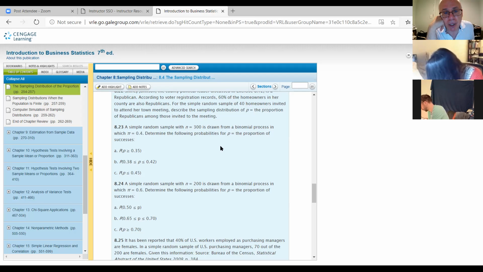We're good. But we also have to calculate n times 1 minus pi. 1 minus pi is 0.6. n times 1 minus pi is 300 times 0.6, which is 180. That's also way bigger than 5. So yes, we can use the normal distribution in this case for the sampling distribution.